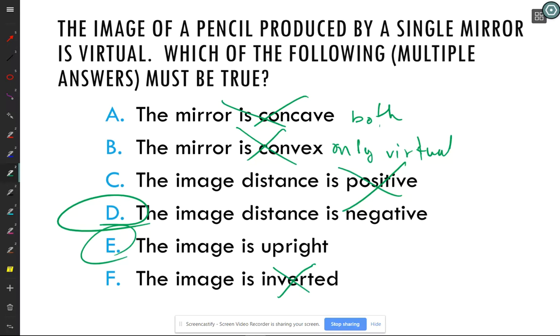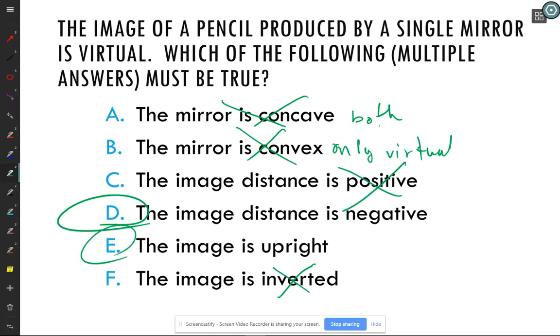So it says the image of a pencil produced by a single mirror is virtual. Which of the following must be true? Right? I mean, could be true. This could be true. This could be true. But neither must be true.